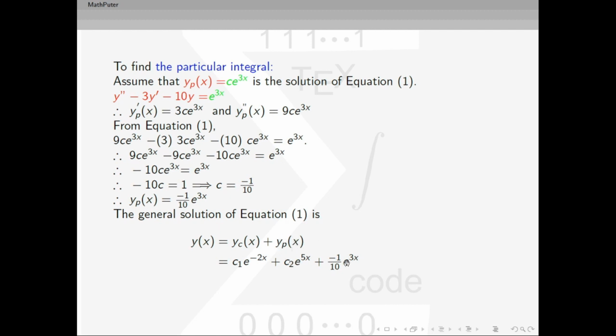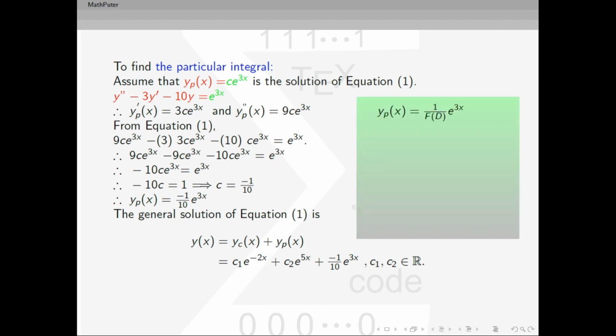Yp is the particular integral. Keep in mind, the particular integral never contains an arbitrary constant. Here we have the fixed constant minus 1 upon 10 and the given function e raised to 3x. So this is the general solution, where c1 and c2 are real constants. Now look here: yp(x) is equal to minus 1 upon 10 e raised to 3x. We are going to find the same particular integral by another method.